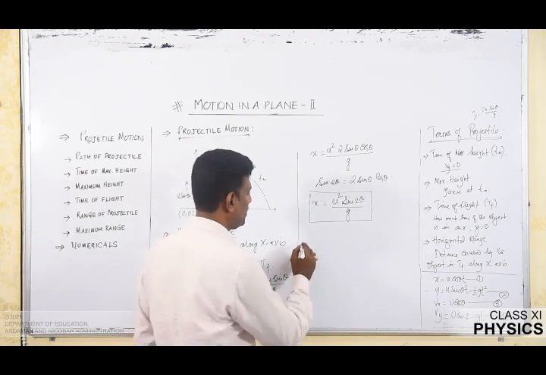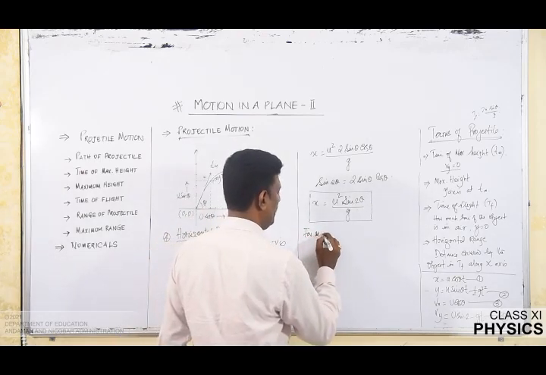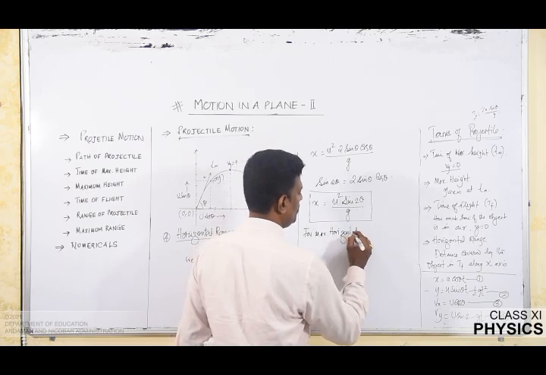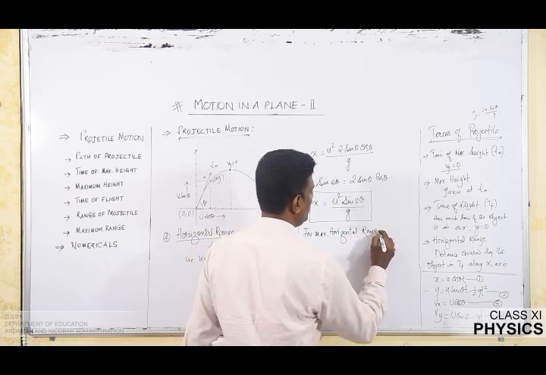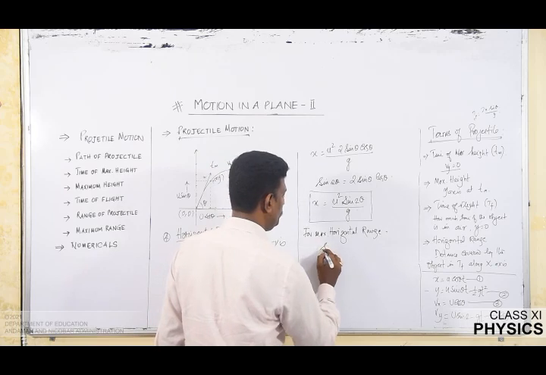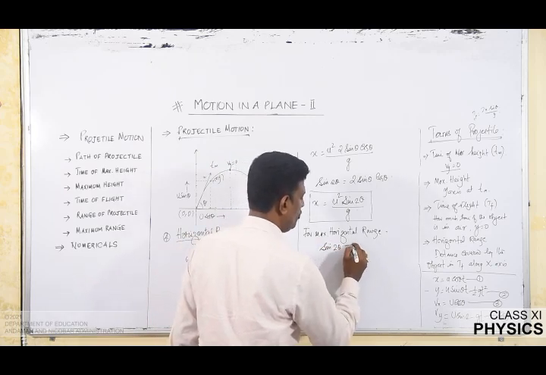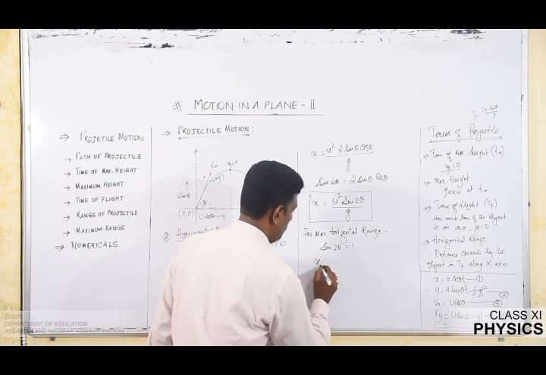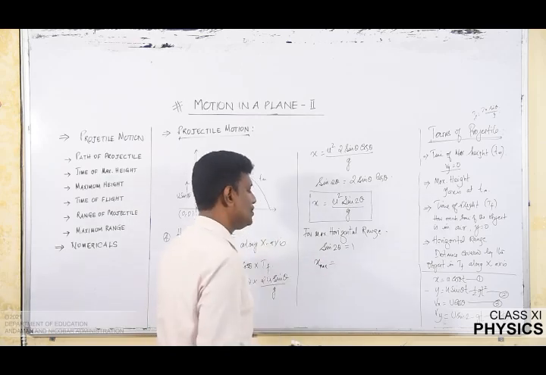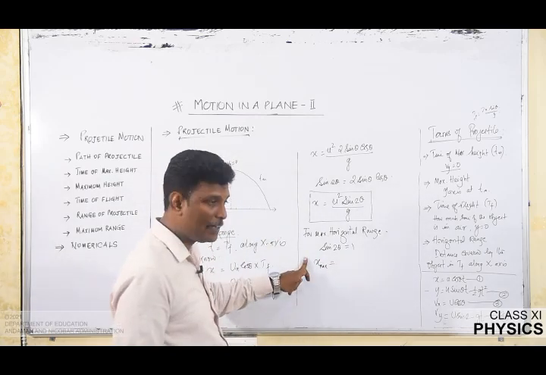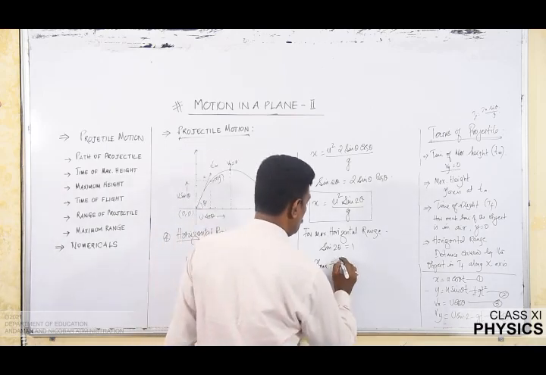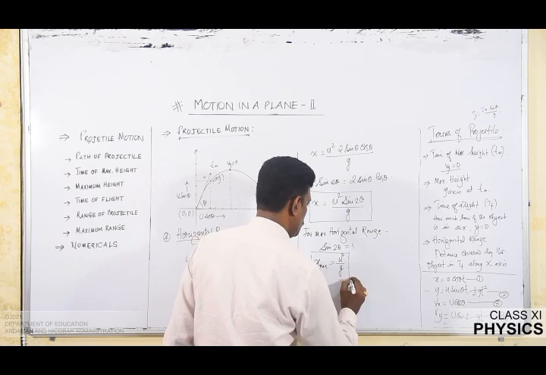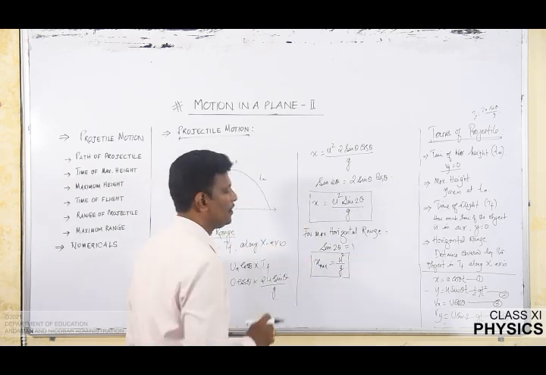For maximum horizontal range, sin 2 theta should be equal to 1. So, we can write x max, that is horizontal distance maximum, is equal to u square by g.